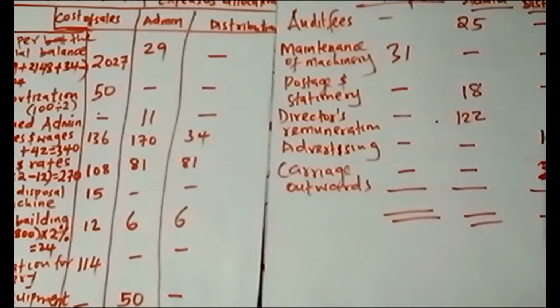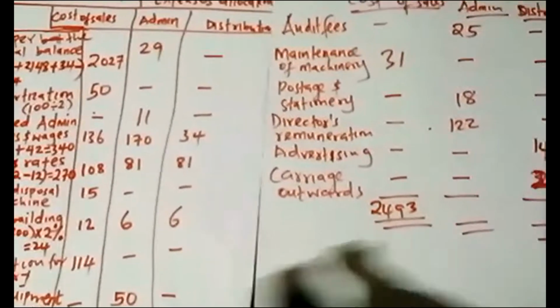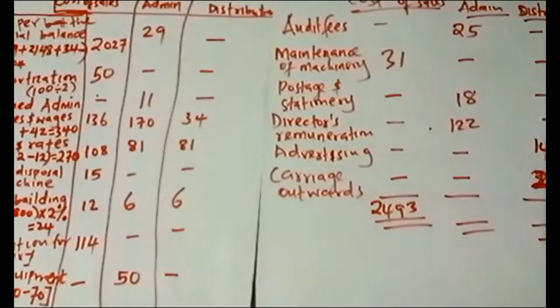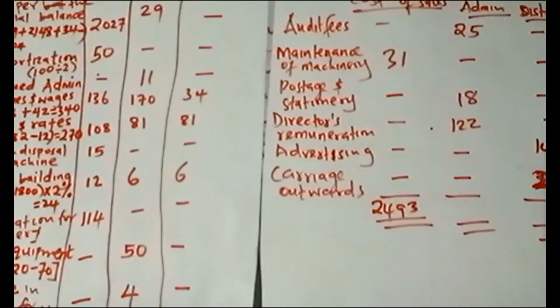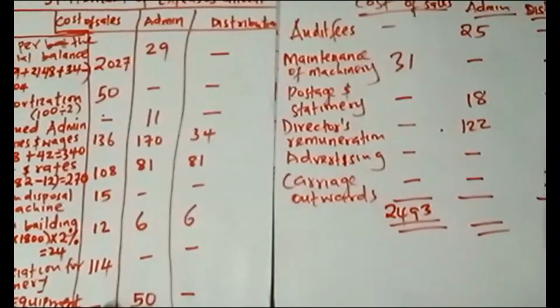$24.93 cost of sales. Yes, cost of sales is $24.93. Then Henry, the work is yours for admin. 501. That is? 501. See, you have not added something maybe. It's 29 plus 11 plus 170. Are you saying that 20.